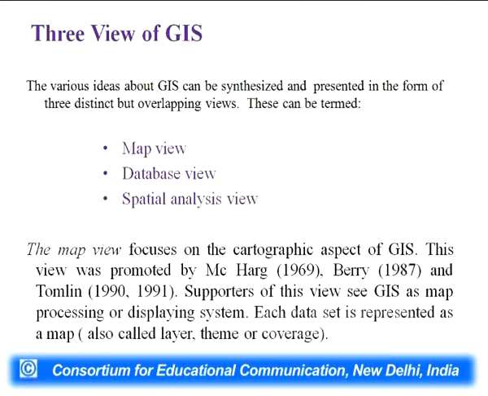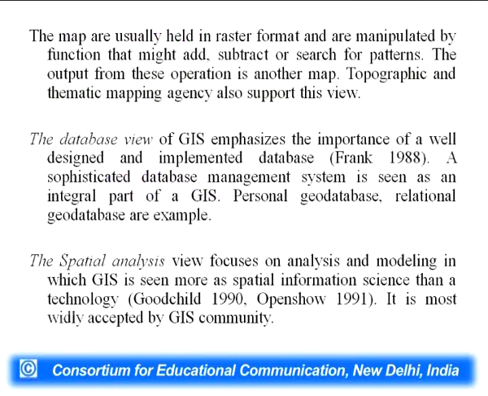This view was promoted by McHarg, Berry and Tomlin. Supporters of this view see GIS as a map processing or displaying system. Each data set is represented as a map. So whatever the input we are putting in this GIS domain, we have to get the output in a map form. Then it will be a GIS as per the view of the map view supporters. The map view also says the maps are usually held in raster format and are manipulated by functions that might add, subtract or search for patterns. The output from these operations is another map. The topographic and thematic mapping agencies also support this view.